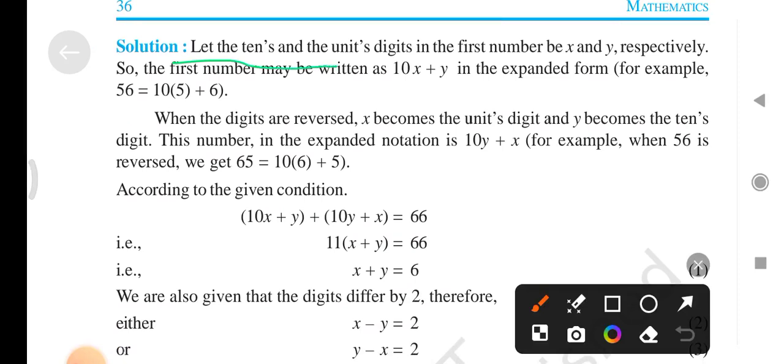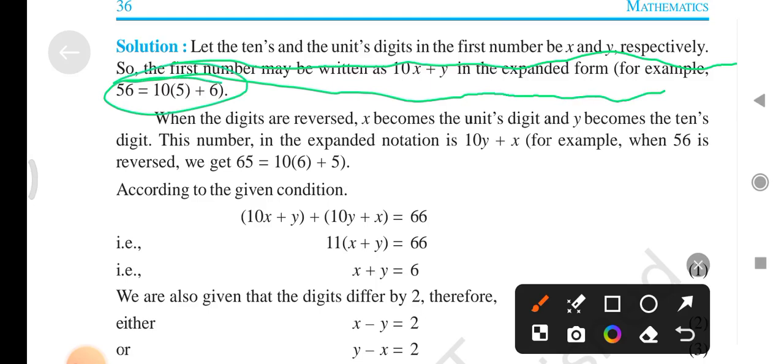Let the tens and the units digits in the first number be x and y respectively. So the first number may be written as 10x plus y in the expanded form. For example, 56 is equal to 10 into 5 plus 6.